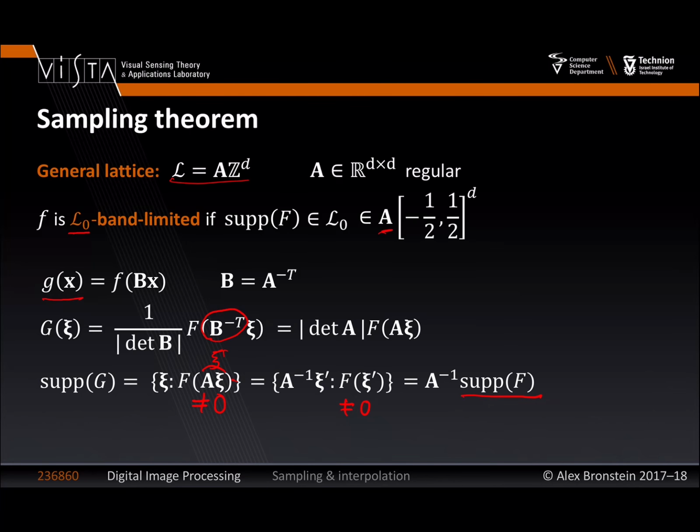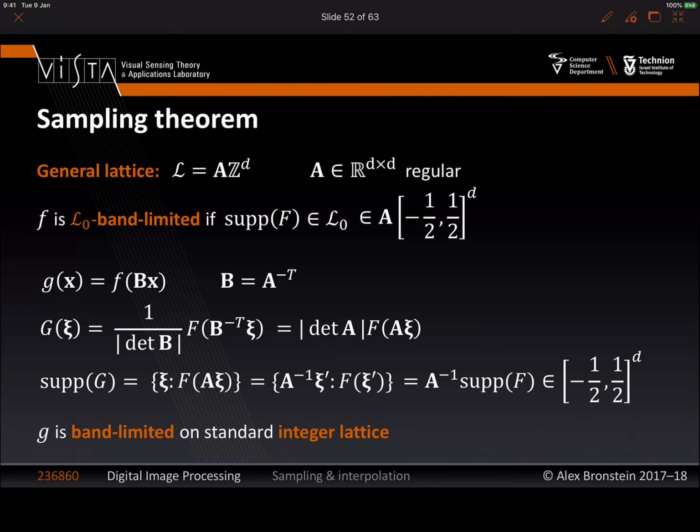Okay, we know that the support of F was contained in the canonical cube, right? So F is L0 band limited, and now I define a new function. So this support here falls into A times the d-dimensional cube, right? So if I scale it by A inverse, the support of G will fall into the canonical cube, right? So G will be band limited on the standard integer lattice, okay? And F is some arbitrary function that is band limited on L0, okay?